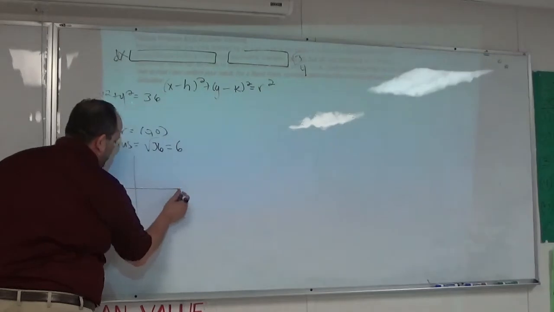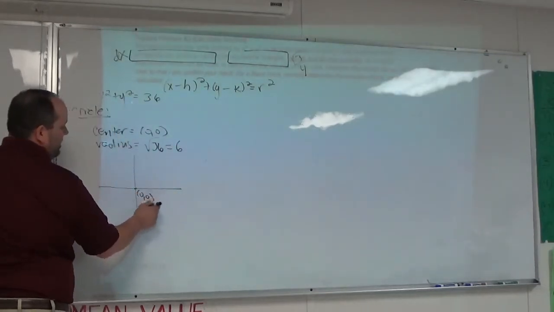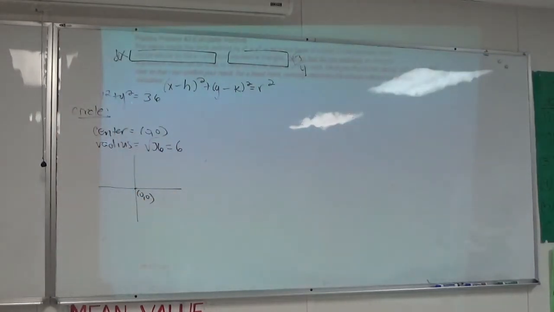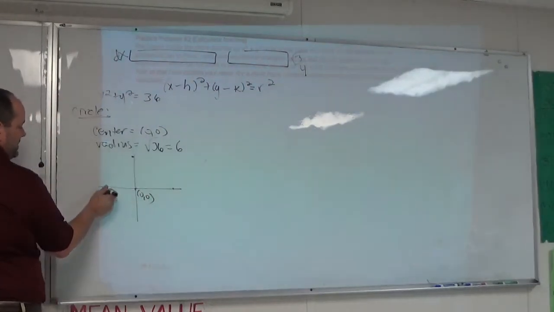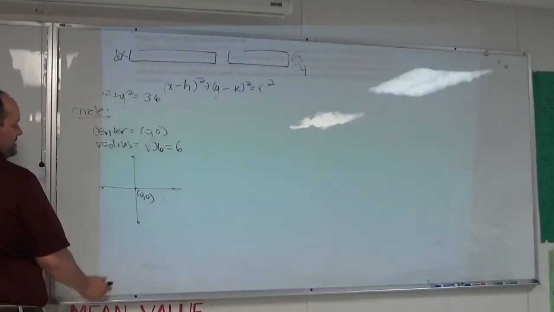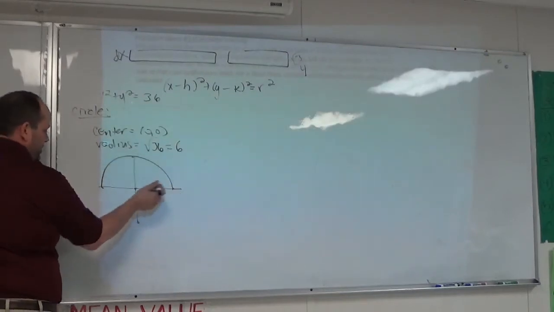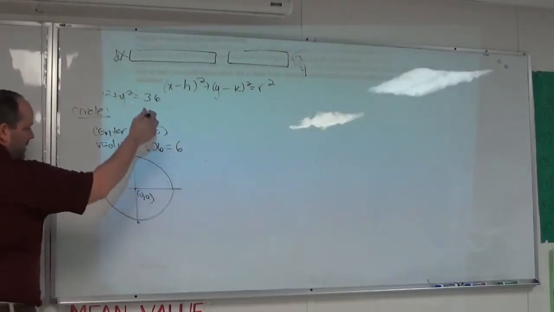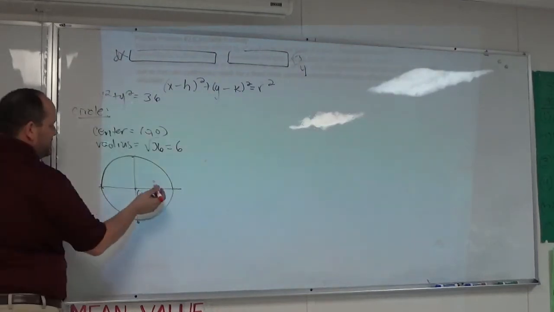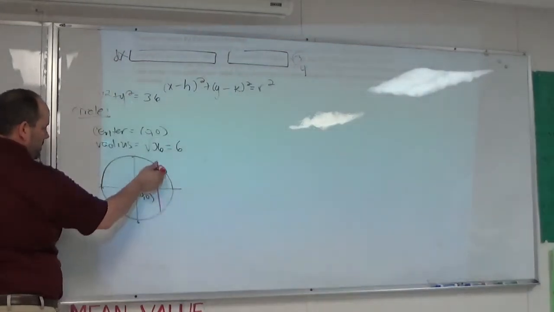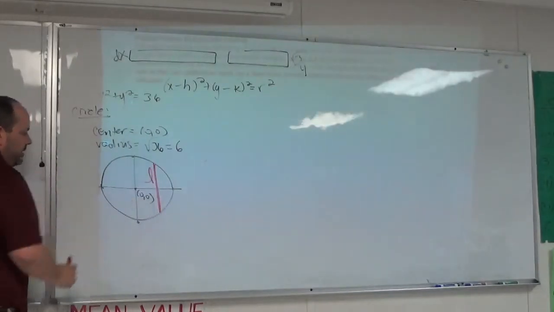Okay, let's get back to the base. You've got the origin. Your radius is 6. Six spaces to the right, 6 spaces up, 6 spaces to the left, 6 spaces down. There's the circle. Which way are the slices going again? Perpendicular to the x-axis.